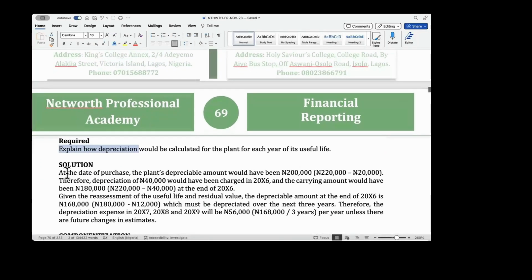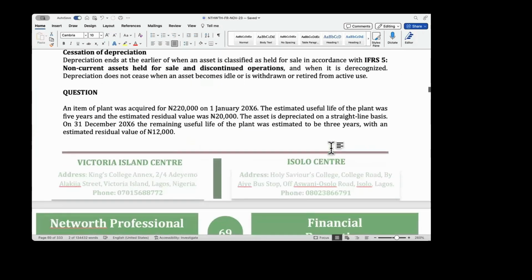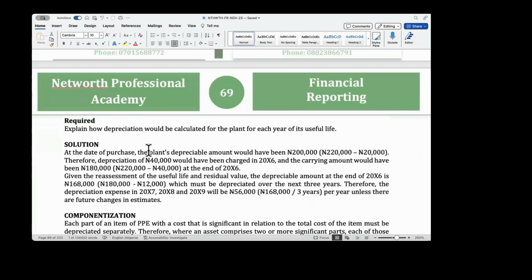We're told that at the date of the purchase of the asset, the depreciable amount is 200,000, which is 220,000 minus 20,000, right? That's the depreciable amount: cost minus residual value, which is this residual value here, 20,000. Therefore, depreciation of 40,000 will have been charged in 2006, and the carrying amount will have been 180,000.